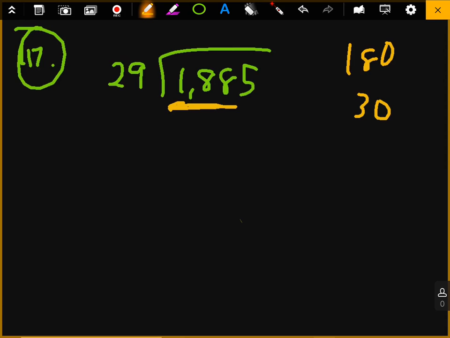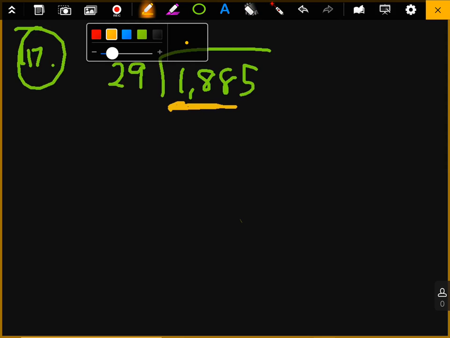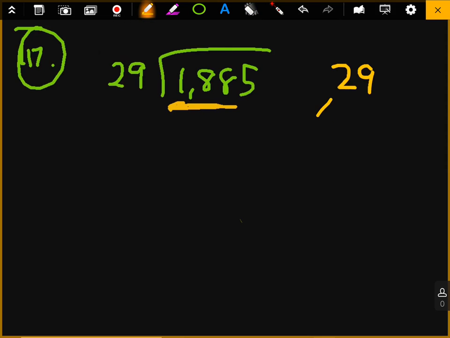Well, I know if I took out these zeros, 18 divided by 3 would be 6. So I'm going to guess that 29 might go in there 6 times. I might be wrong, but that's okay. I'm at least narrowing it down. So I'm going to say, okay, what's 29 times 6? Remember, you've got to divide, multiply, subtract, bring down.